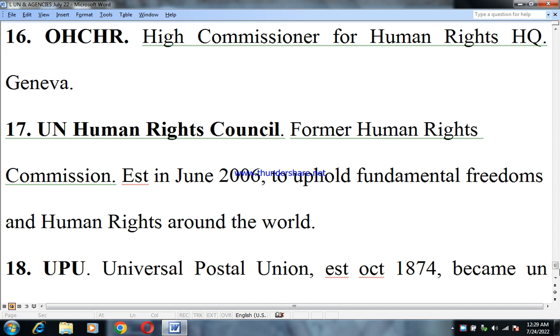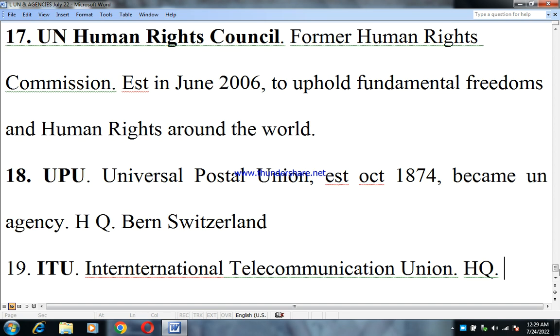Number 16, OHCHR, High Commissioner for Human Rights. Its headquarters is in Geneva. Number 17, United Nations Human Rights Council. Its previous name was Human Rights Commission. It replaced it in June 2006 to uphold fundamental freedoms and human rights around the world.